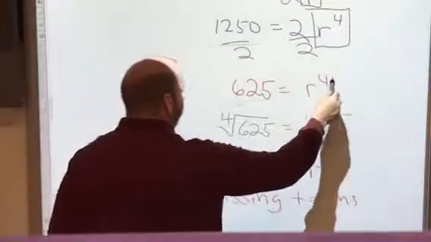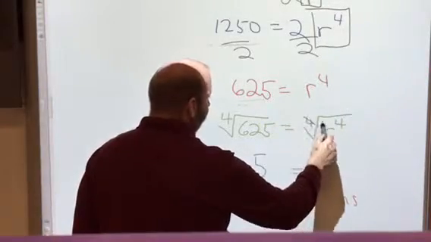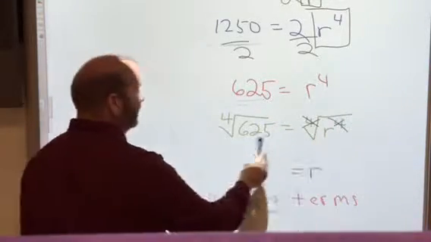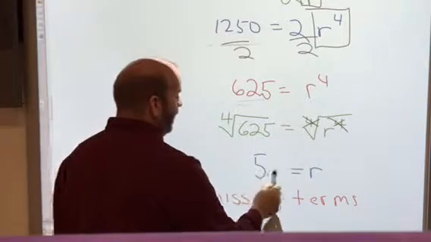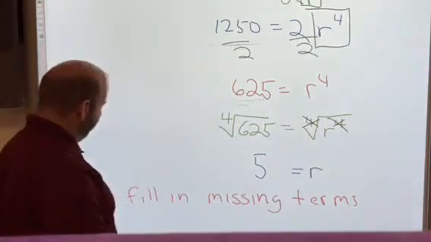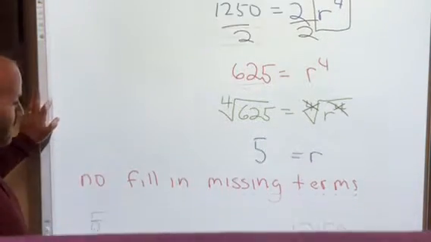How do you solve for r to the fourth? You take the fourth root. The fourth root cancels out the 4. The fourth root of 625 is 5. So r is 5.